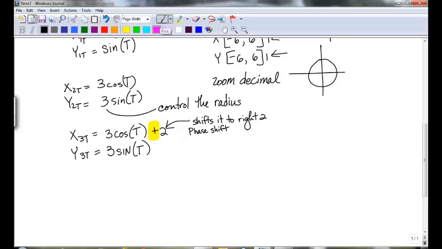Okay? If I want to go up or down, what would I change? Let's say I wanted to go up 2.